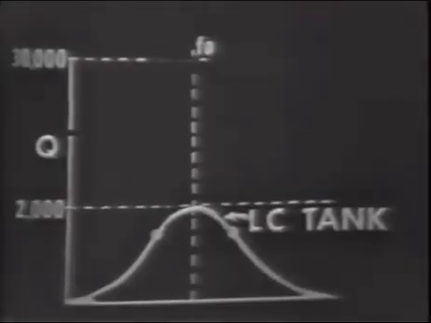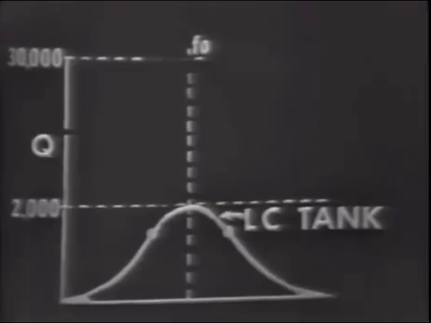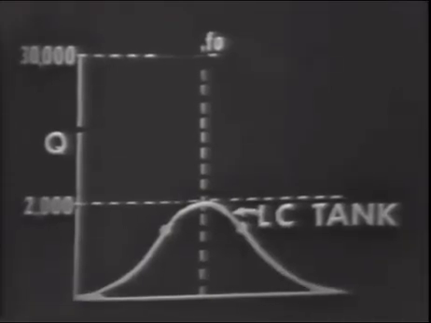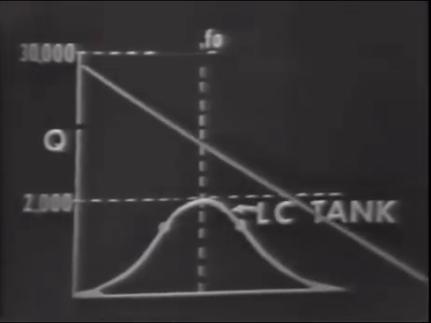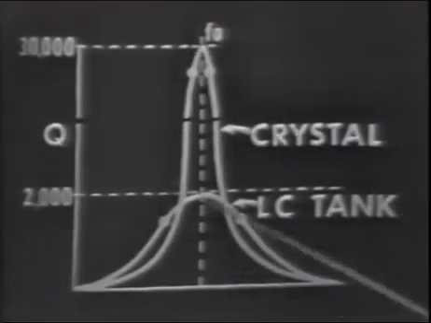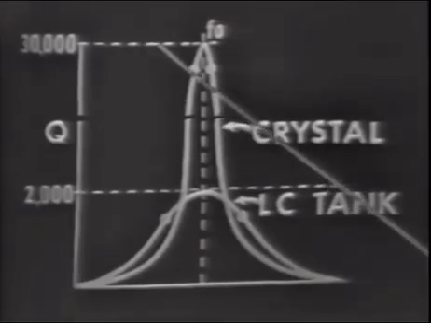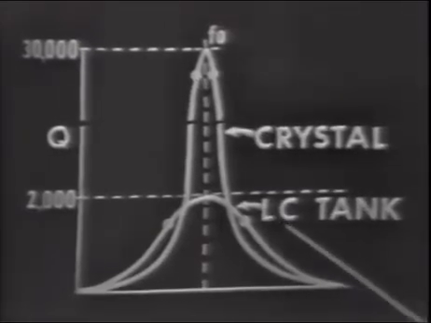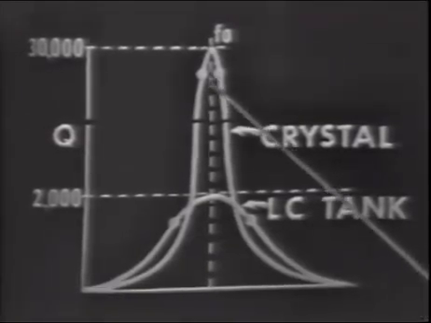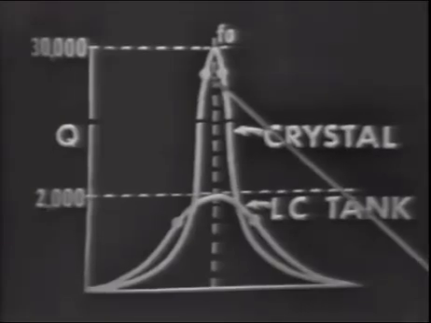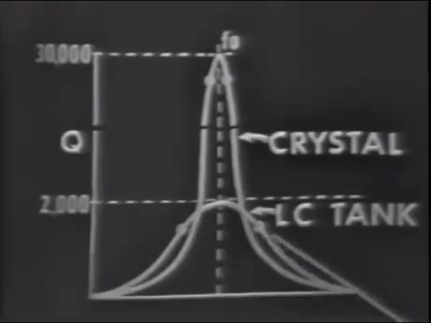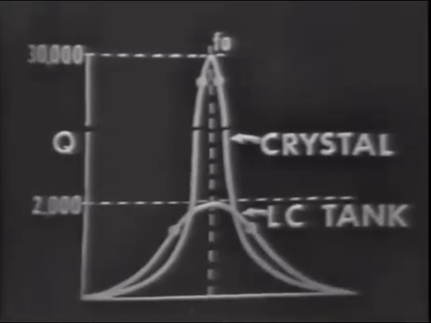The Q of an LC tank circuit is seldom greater than 2,000, whereas the Q of the crystal is sometimes as great as 30,000. Comparing these two, you can see that the Q of the crystal would be many times greater than that of the LC tank circuit. Because of the high Q, the crystal would have better frequency stability, because its bandwidth is much more narrow than that of the LC tank circuit.